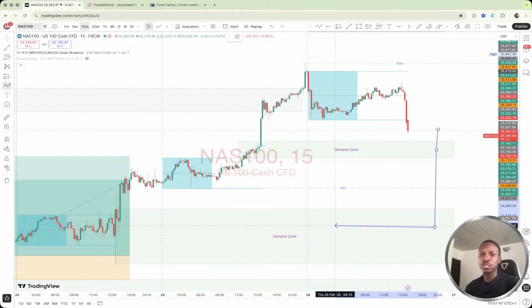So for now, let's go away. We're going to come back again later. I'm also going to be watching all these zones in case NASDAQ actually pushes into it. So I'll set an alert on that level, and I will update on the Telegram.